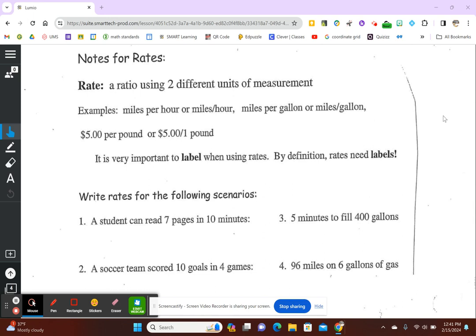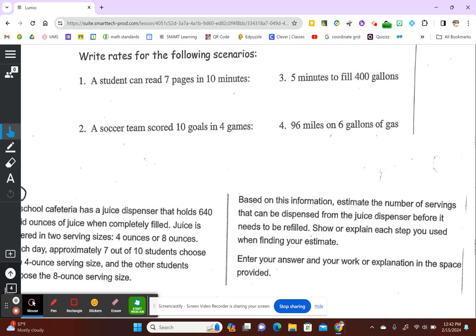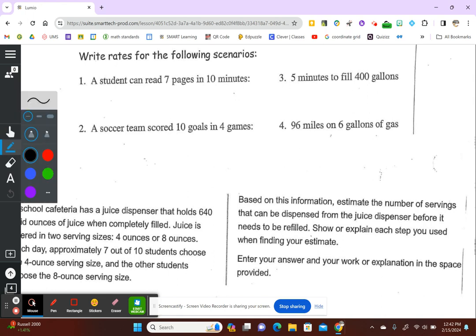And the reason I say they're different units of measurement is miles measures distance, hours measures time. And that's what we mean by two different units of measurement. So we're going to practice writing some rates, and later on we're going to use that to help us solve word problems. So for this first problem, it says a student can read 7 pages in 10 minutes.